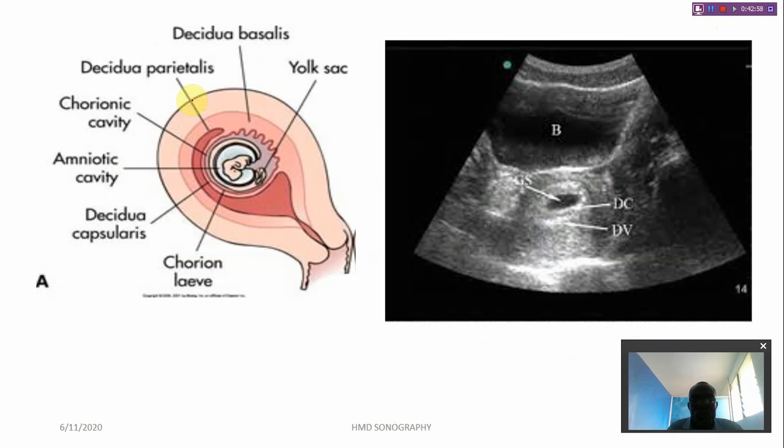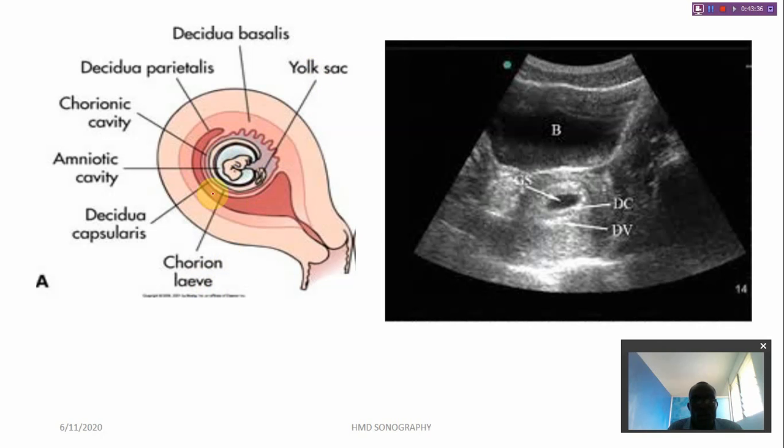So this is the normal anatomy of how an early pregnancy looks on a normal ultrasound image. So you can see the decidua basalis, parietalis. These normally appear behind the sac. Sometimes people will take it to be a subchorionic hematoma or hemorrhage. That's not a hematoma, it's a normal phenomenon that appears during an early pregnancy. So we have the chorionic cavity, the amniotic cavity, the decidua capsularis, the chorion laeve, and the yolk sac. These are all there.